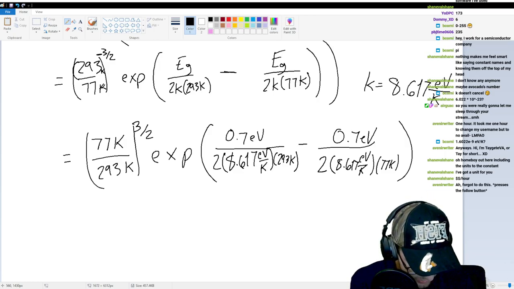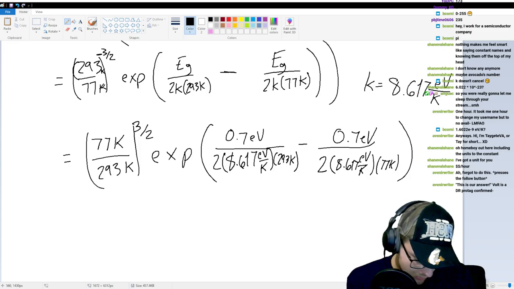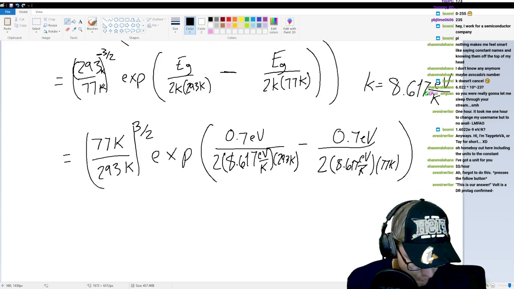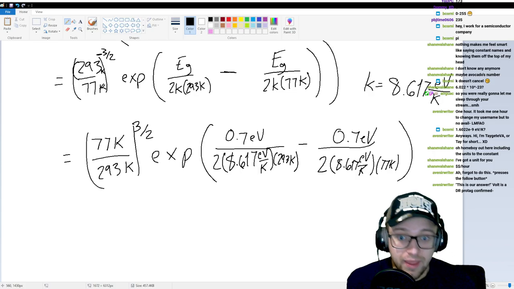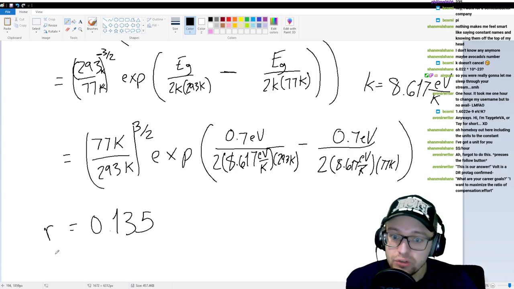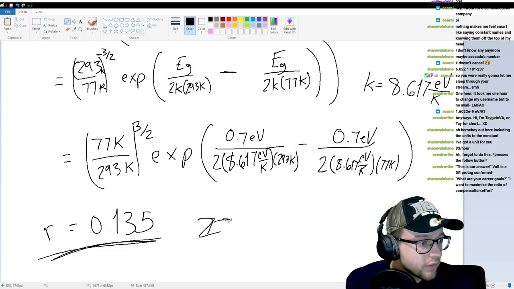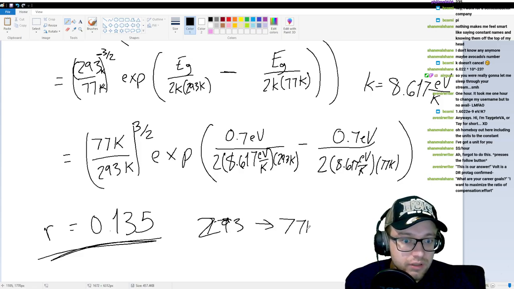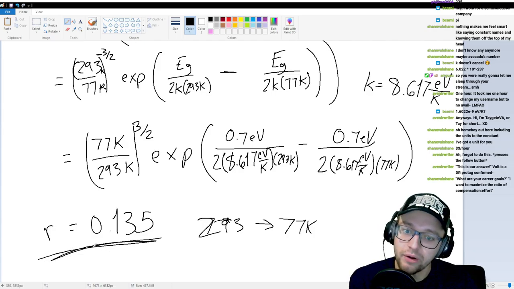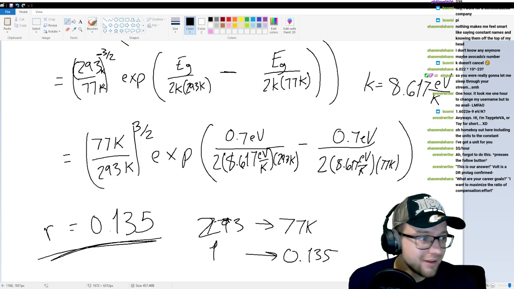All right, so next we're going to do e to the x of 0.7 over 2 times 8.617 times 293, minus 0.7 over 2 times 8.617 times 77. And that ratio is 0.135. So when it goes from 293 to 77, the probability of these thermally generated ion pairs goes from 1 to 0.135. Really low.